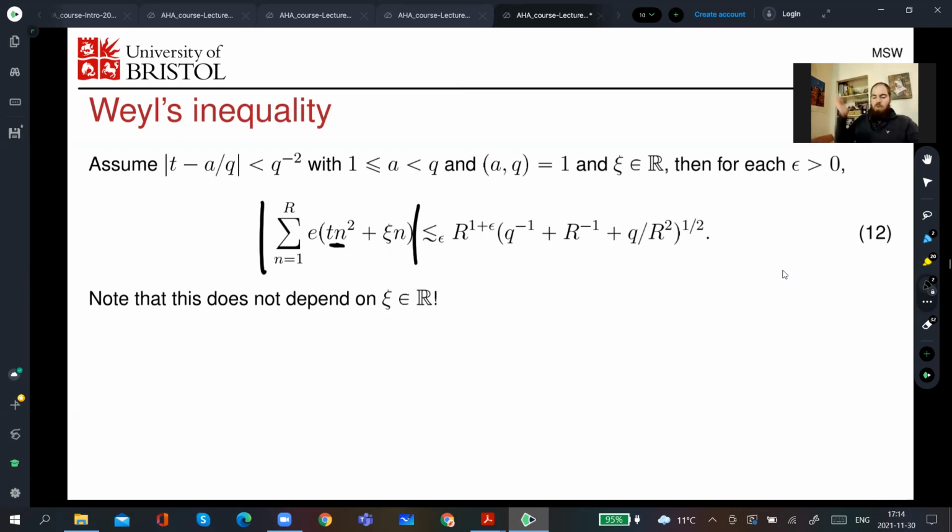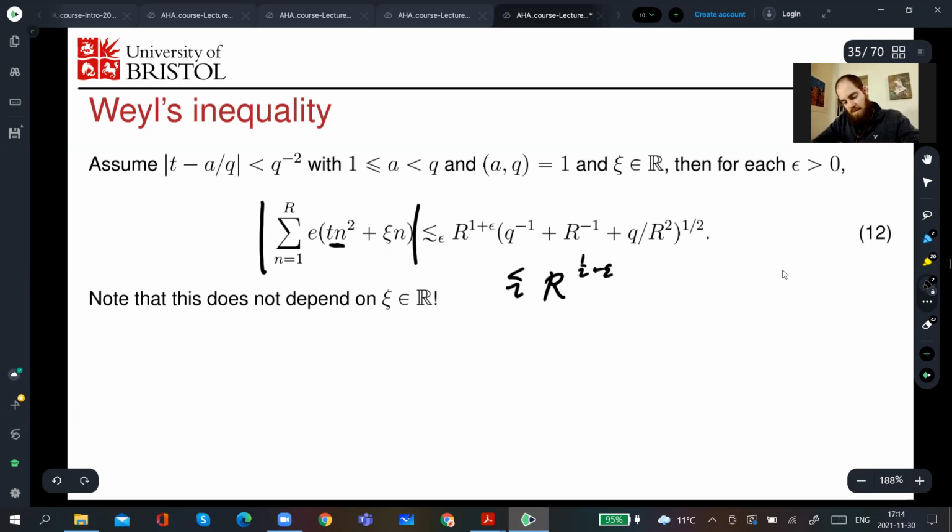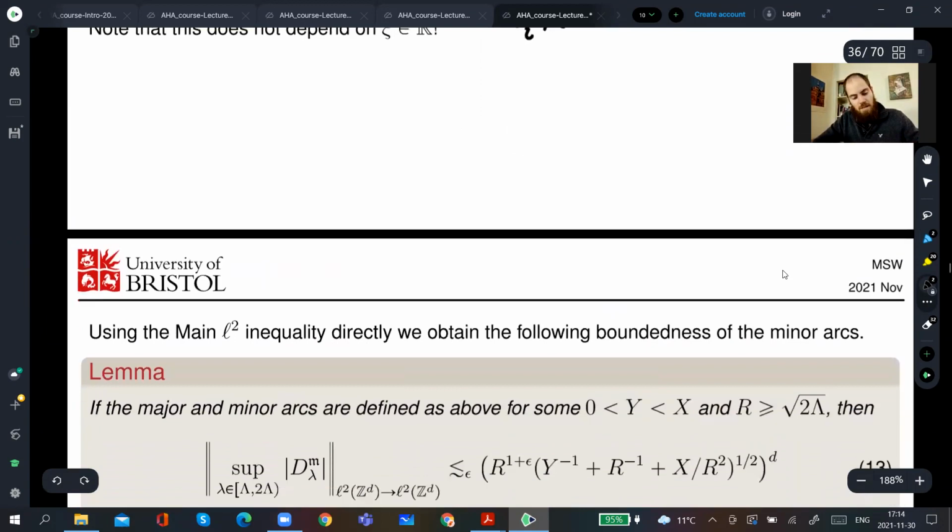Okay, and what was it? Well, if Q is about R here, then basically what this was saying is this is R to the 1/2 plus epsilon. And you have a bound with some constant depending on epsilon, okay? But again, this is uniform in all c. So it's saying we have roughly square root cancellation uniformly in the linear part.